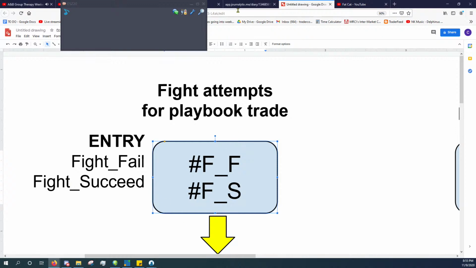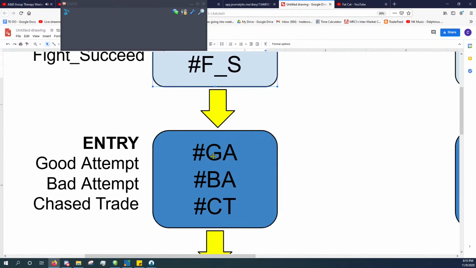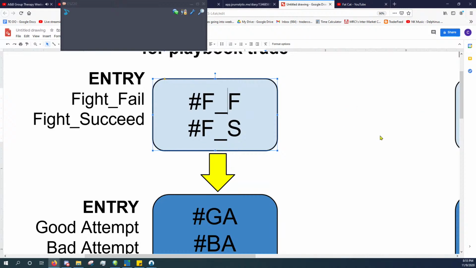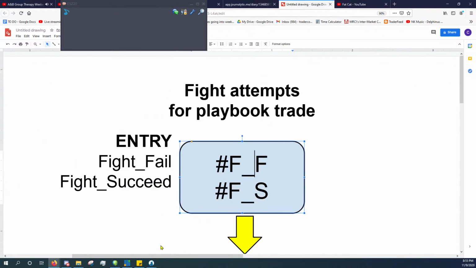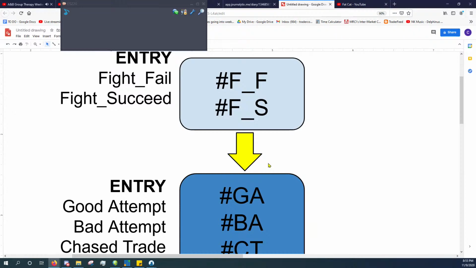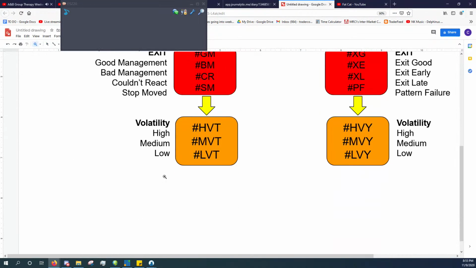Okay, so the first fight was a fail. I know that. Okay, let's look at the next hashtag pair. So this is a flow chart. I can never do the hashtag pairs on this column unless the trade actually works. Okay? Because the fighting entries, these are fight attempts for playbook trade. They get their own hashtag pair. Okay? For instance, notice there's volatility on both of these. Notice how the volatility hashtag pair is different. This side it ends with a T, this side it ends with a Y. If I do not separate that, then I will be confused in my stats.